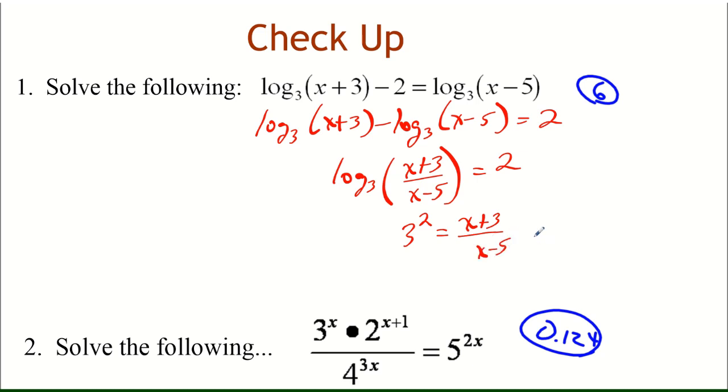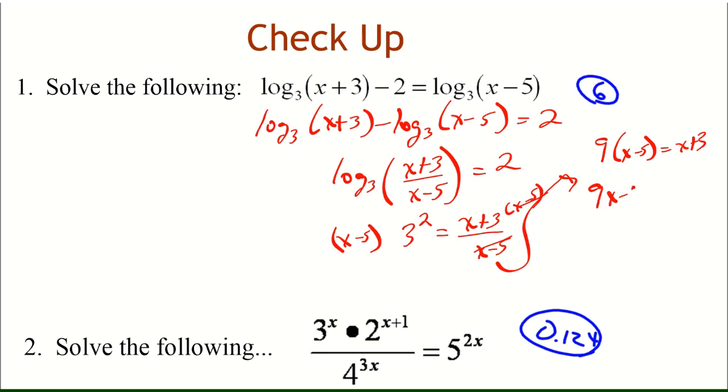And now I'm going to run out of room here, so go up here. So that's going to be 9. I'm going to multiply both sides by x take away 5. That'll get rid of that down there. So I'm going to have 9 onto x take away 5 equals x plus 3. Well, now we're getting down to something that's pretty easy for us to handle compared to what we started with. 9x take away 45 equals x plus 3. Take x away, we're going to get 8x. Add 45, we're going to get 48. Divide both sides by 8. And I get x is 6.